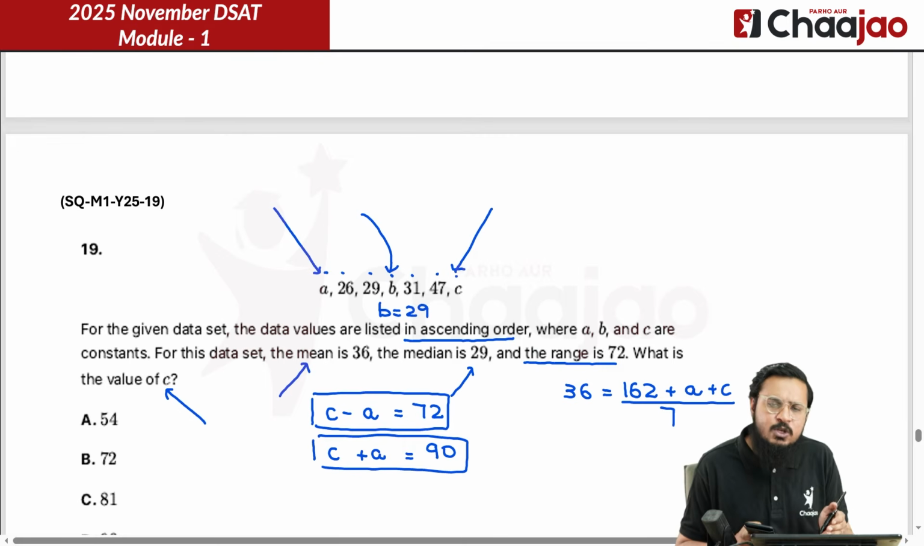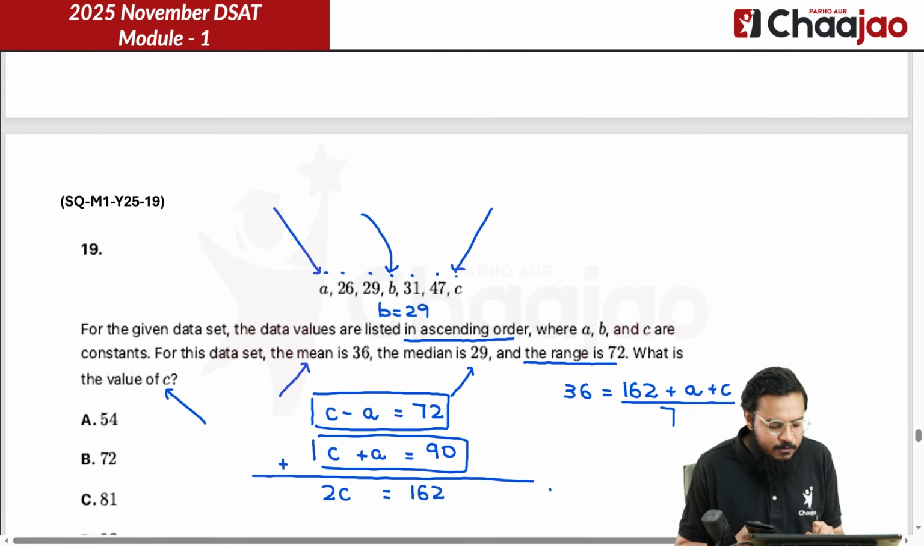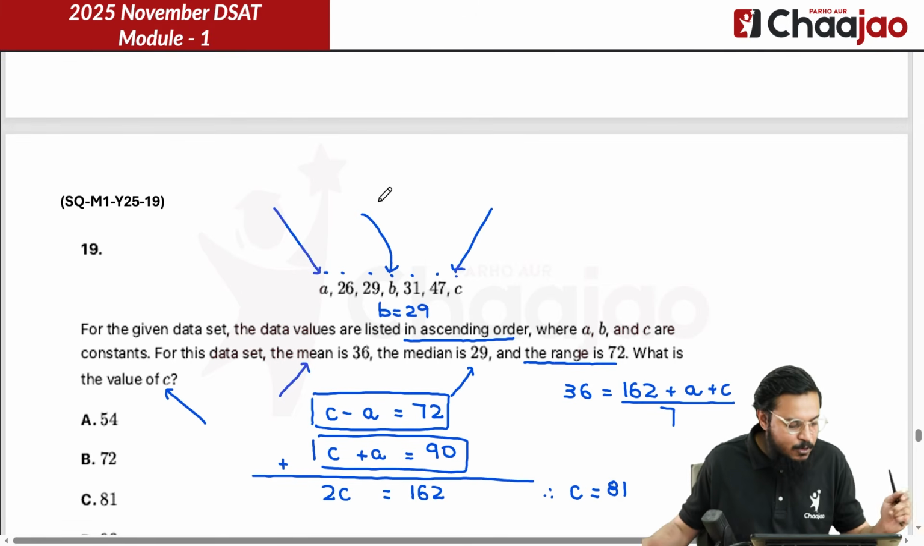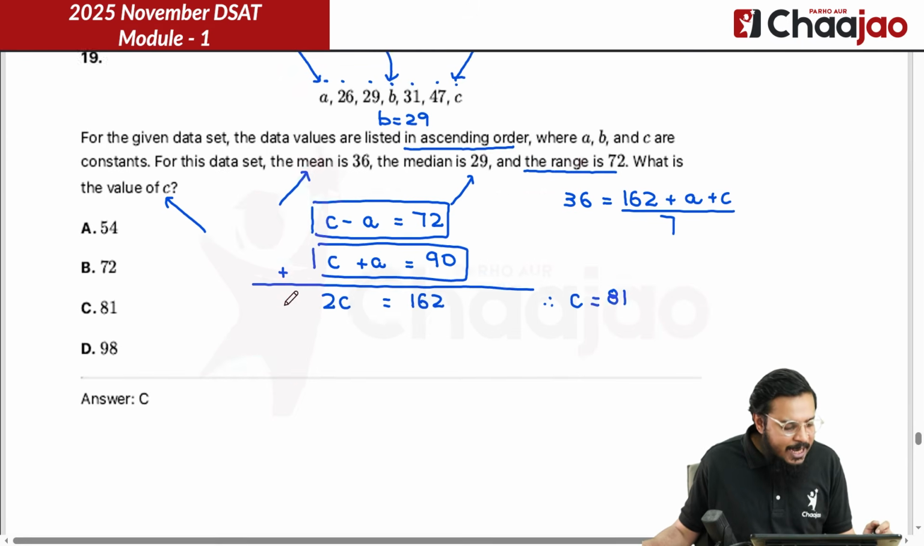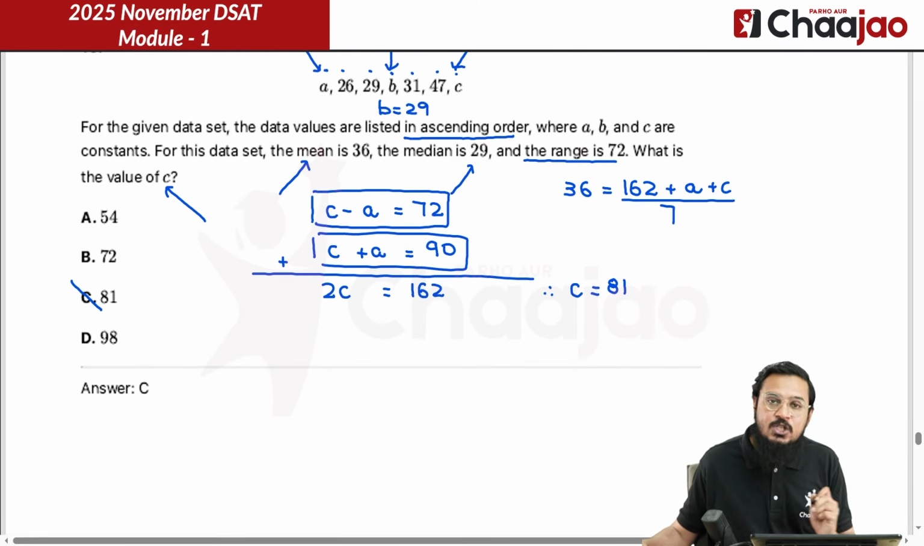You can just put this on your Desmos again, but I'm just solving these two equations algebraically. Adding both the equations, C plus C would give me 2C, minus A and plus A are going to cancel each other. 90 plus 72 is 162. And if you divide both sides by 2, you will get the value of C as 81, which was something I was supposed to figure out in this question. So the right answer for this question should be answer option C over here.